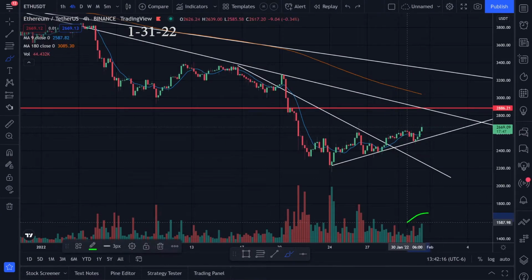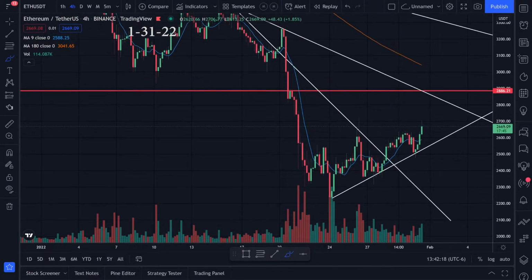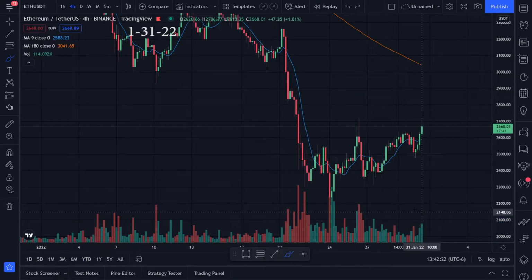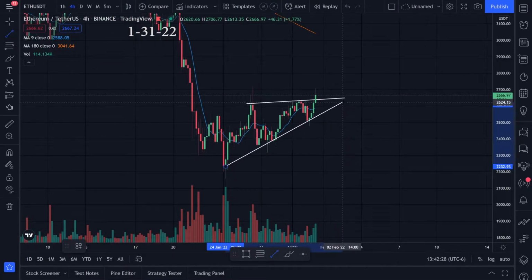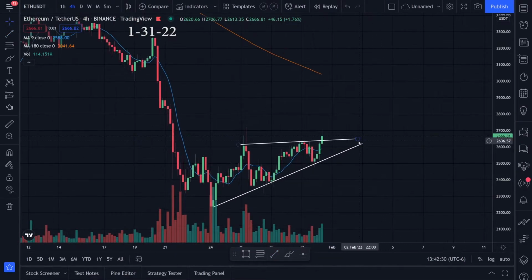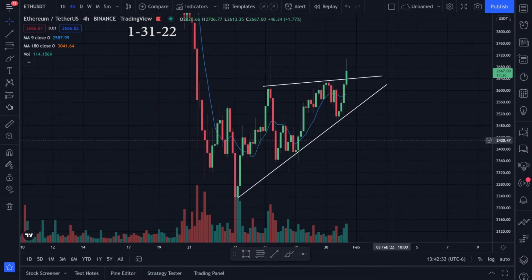I do like the way this green volume is popping off right now, though. It is kind of showing a little bit of strength right now. And then the other thing, like I was saying when I started, we have this trend line right here that we kind of broke right now. We have this bottom trend line in the smaller time frame. On this 4-hour time frame, it kind of looks like we're getting a breakout right now.